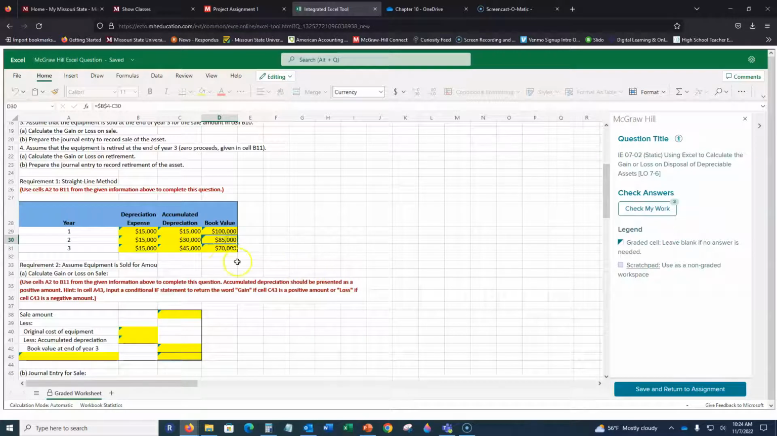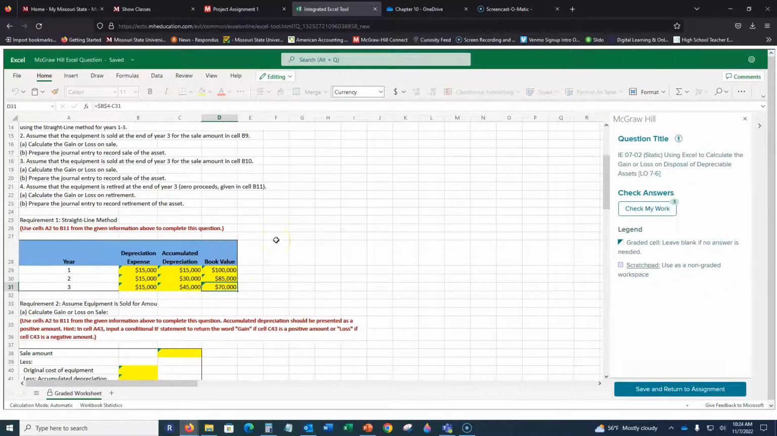We will see that we have new book values. Okay. So that's how we do requirement number 1. For requirement number 2, they're asking us to assume that we sold the equipment at the end of year 3 for the sale amount in cell B9.